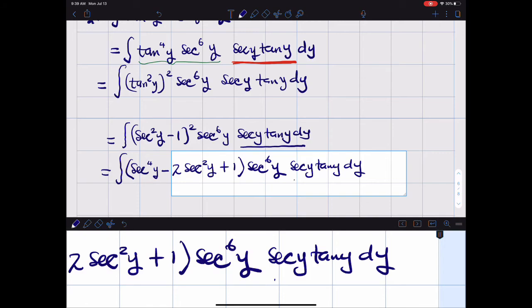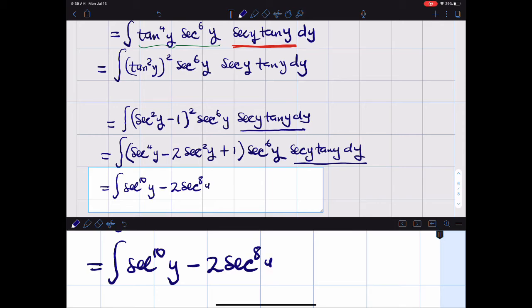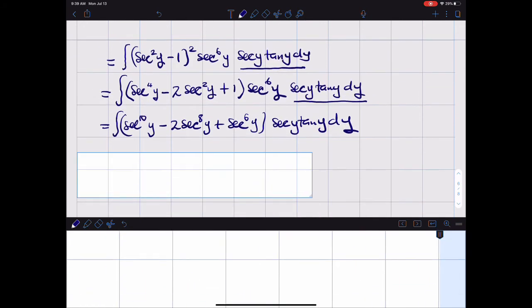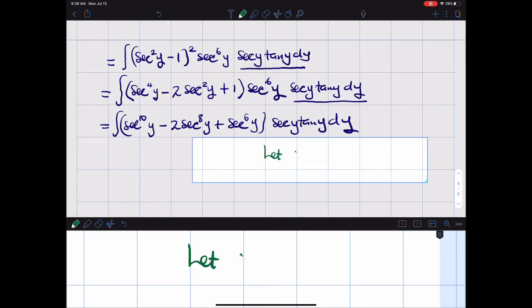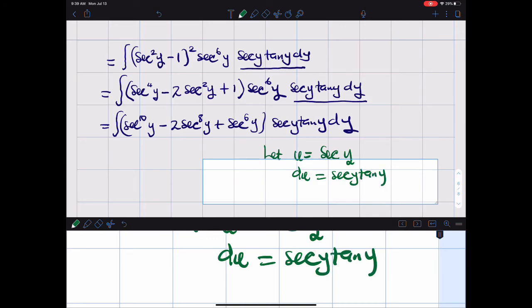You're saving this. Now what can you do? You can go ahead and expand. You have secant to the power of 10y minus 2 secant to the power of 8y plus secant to the power of 6y. All right, and then you have secant y, tangent y, dy. Now you're ready to do some u substitution. You let u be equal to secant y, so that du is equal to secant y, tangent y, dy.